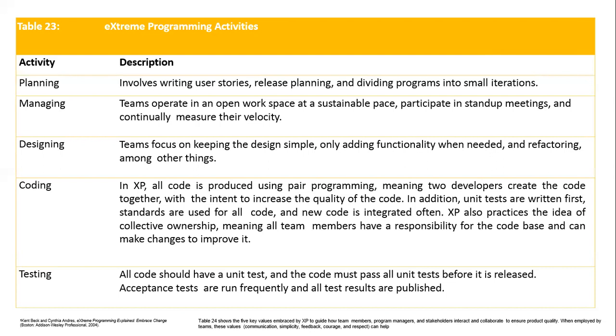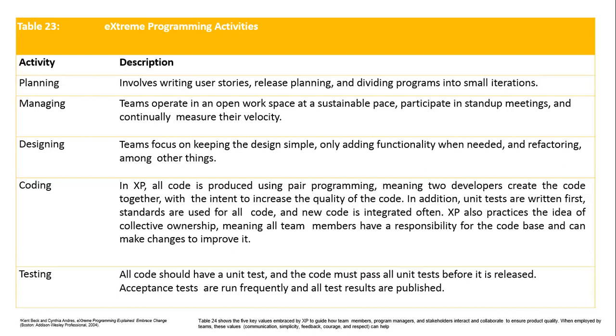Coding. In XP, all code is produced using pair programming, meaning two developers create the code together with the intent to increase the quality of the code. In addition, unit tests are written first, standards are used for all code, and new code is integrated often. XP also practices the idea of collective ownership, meaning all team members have a responsibility for the code base and can make changes to improve it.